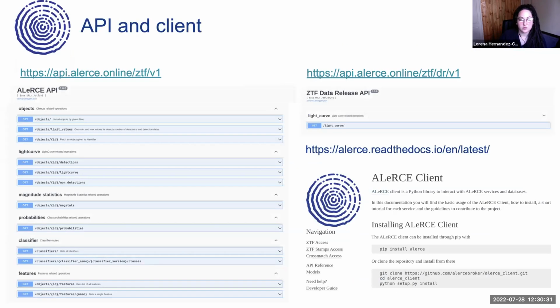So in these notebooks, you will be able to learn how to interact with the API and the client. And here we have one API for the alerts and one for the data release. And the installation of the client is quite easy. You can use pip.